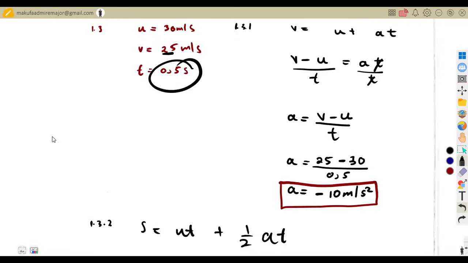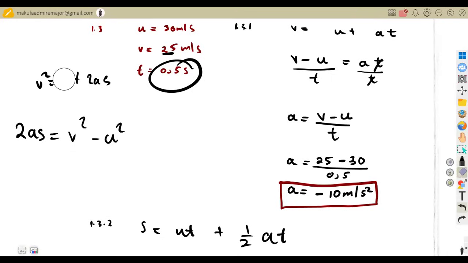We also have this one, V squared is equal to, actually it's given as 2AS. They gave us this as 2AS is equal to V squared minus U squared. Is it minus or plus u squared there? But you still remember that we have got this formula, V squared is equal to u squared plus 2as. So this is exactly v squared minus u squared, exactly. It's the same thing.